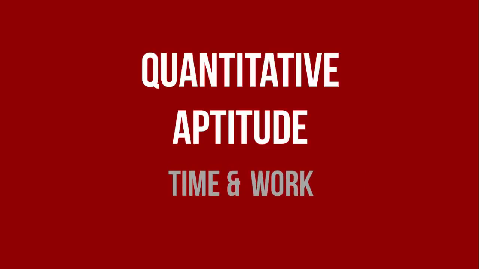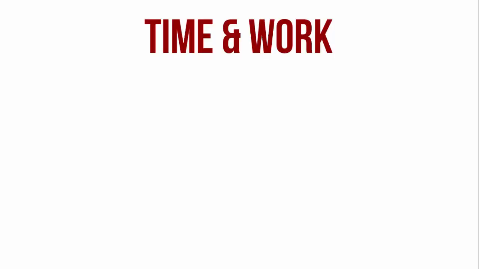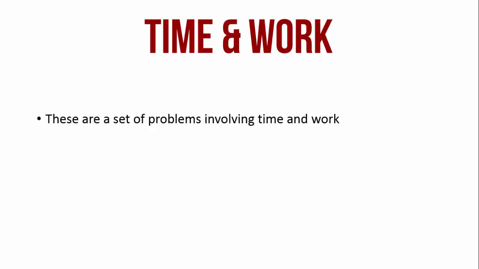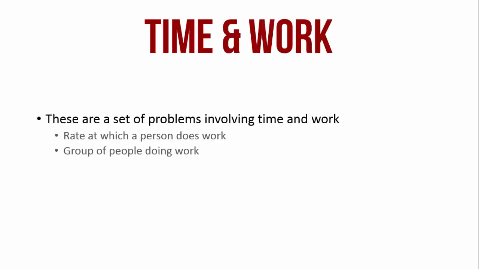This lesson is about the quant aptitude topic of time and work. Time and work is a special kind of ratio and proportion problem. These involve the time taken to do a certain task and the work involved in order to complete that task. There would probably be questions based on the rate at which a person is doing work or the time taken for a group of people to complete a given work.